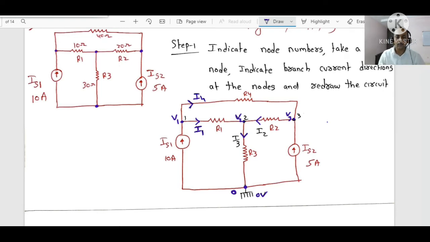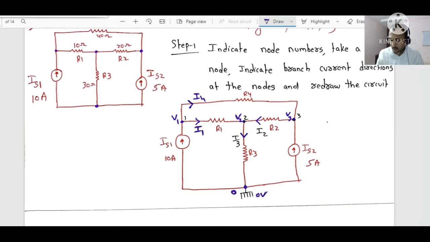This is up to you whether you follow A, B, C, D or 1, 2, 3, 4 based upon your convenience. And arrow directions also, it's up to you. It's not a rule that you should take it this way. If the direction you have taken is opposite, you may get negative answers at the end. That's the only difference.